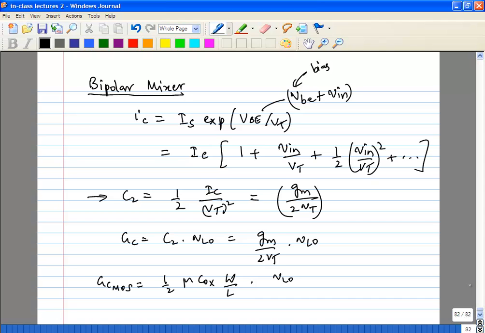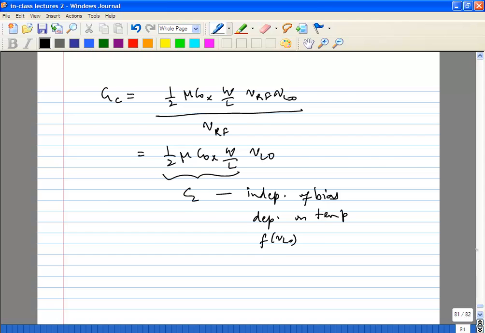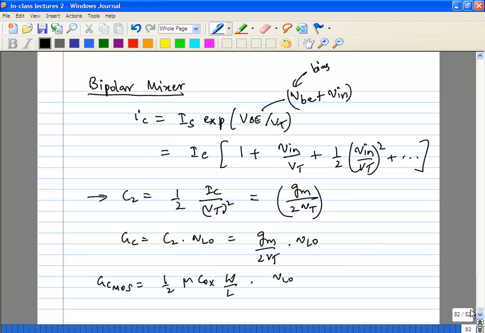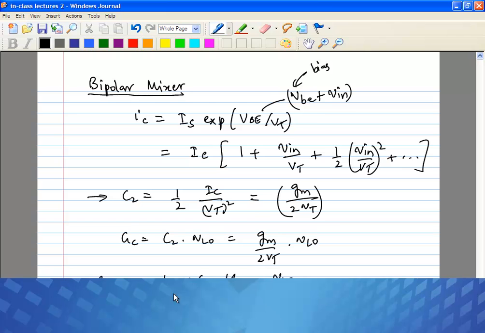Remember, if you look at your fundamental gain, you have a linear region and a compressed region. You always define your gain in the linear region, so that is assumed. Yes, that is okay. So what was that? Half mu Cox W over L times VLO. Okay, so what we're going to do is write it.